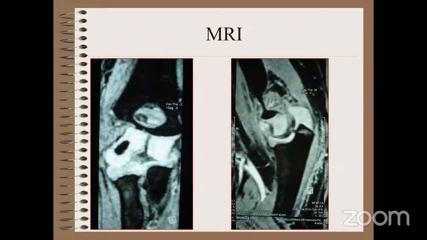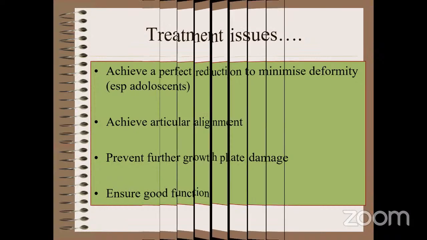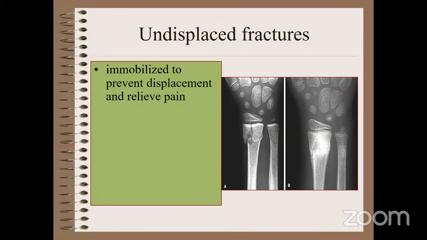So this is an MRI. I have already shown you the lateral condyle MRI, how it looks. And treatment issues: when you have an intra-articular fracture, especially when the growth remaining is less, it's important to have a perfect reduction so that you minimize deformity, get a perfect articular alignment, prevent further growth plate damage and get a good function. So let's go according to the Salter classification or the Peterson.